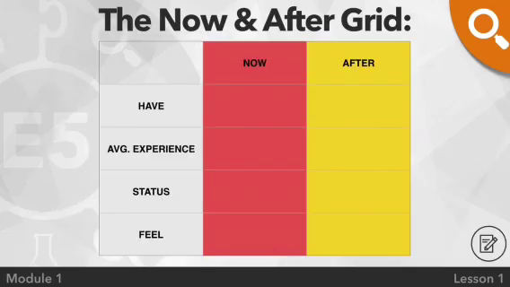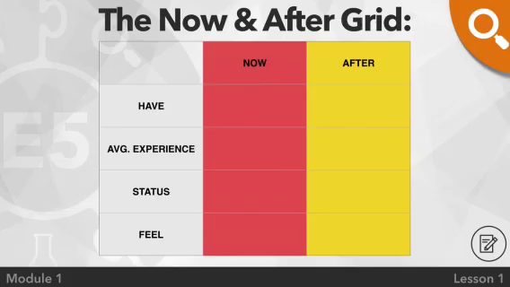One of the worksheets you want to fill out is what I call the now and after grid. The first version of this came from my buddy Ryan Dice, and this is slightly tweaked. This is all about understanding where your prospect is right now and where they want to be after. This is about you describing what your prospects have now. What is the average experience that they're dealing with now? How do they view themselves, their status right now? And how does that make them feel right now? And then ultimately, after, how do they want to feel? How do they want to view themselves?